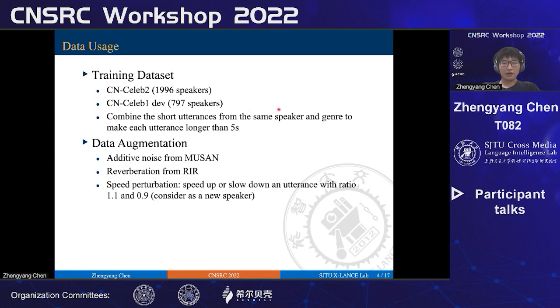To improve the robustness of our system, we applied 3 different augmentation methods. The first one is additive noise from the MUSAN dataset, and the second one is reverberation from the RIR dataset. Besides, we also applied speed perturbation by speeding up or slowing down the utterance with ratios 1.1 and 0.9. Because the speed perturbation changes the pitch of the audio, we consider the utterances to be from new speakers. For each utterance, we extract 80-dimensional Fbank features, and no VAD is applied in our experiments.